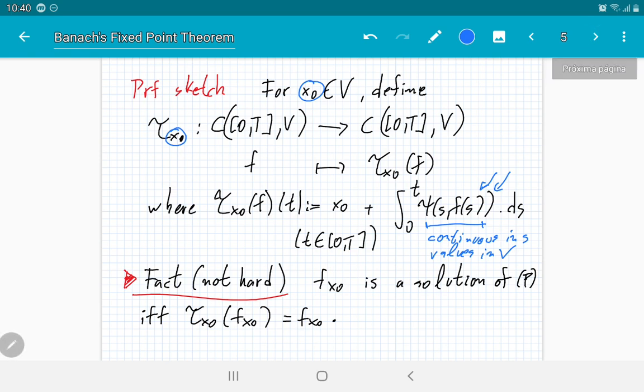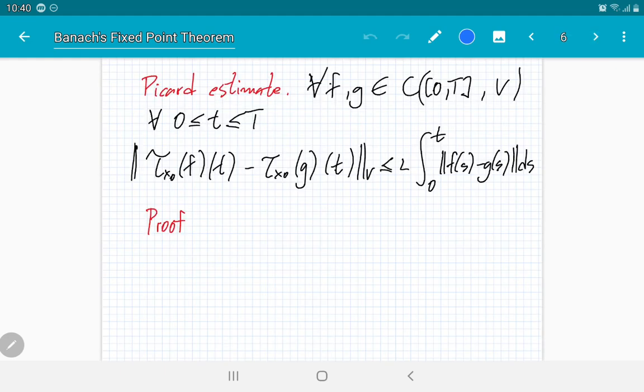Okay? So, right. So what do we have so far? I have converted my problem of finding solutions to the ODE into a problem of finding fixed points of a certain function from C to C. And now I'm going to need an estimate that's going to be crucial to everything that follows. So remember, in the end, if I want to apply Banach's fixed point theorem, I need to prove that this tau of x naught is Lipschitz and its iterates are Lipschitz with sufficiently fast decaying coefficients.